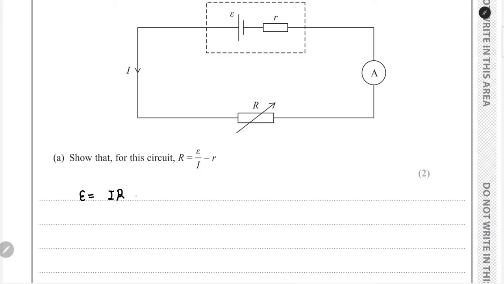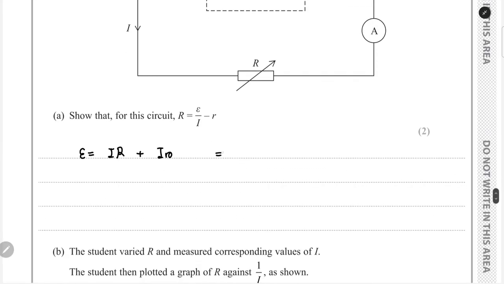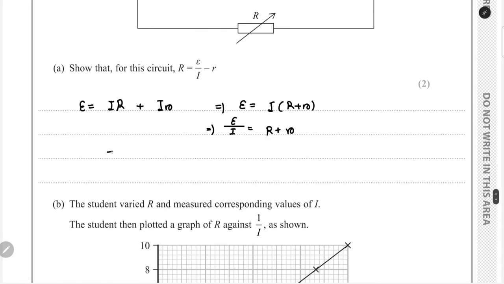I times capital R plus I times small r. I can take I common over here, so EMF will be I multiplied by capital R plus small r. From here we have EMF divided by I is equal to capital R plus small r. And from here I can make capital R the subject. I'll get EMF divided by the current minus the internal resistance to be the resistance of the variable resistor. So we have shown that over here.